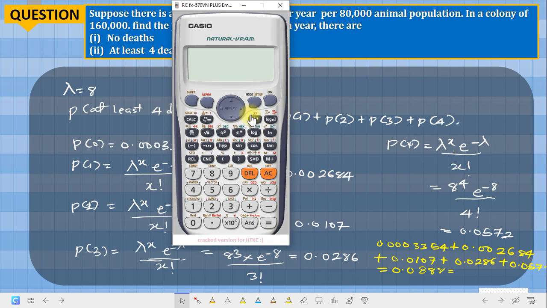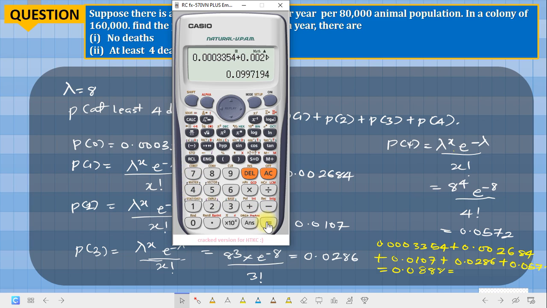Let me try it again. 0.003354 plus 0.002684 plus 0.0107 plus 0.286 plus 0.057574. What will be the answer?